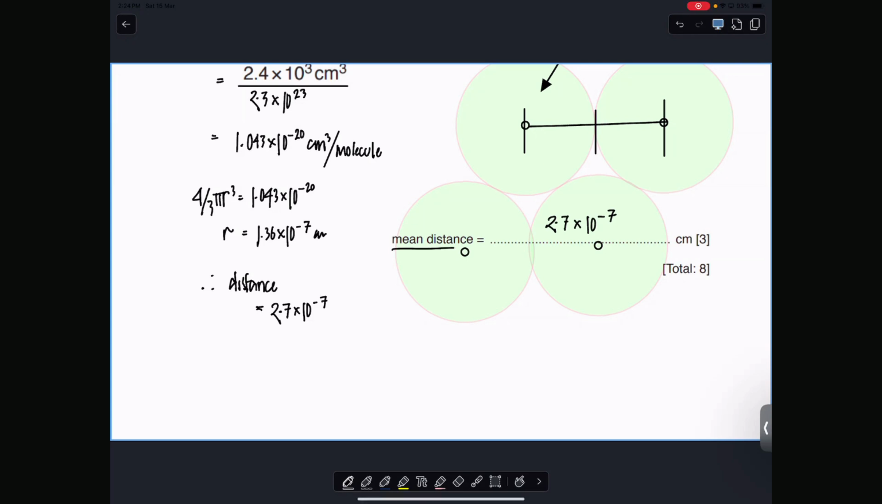Because it's a mean average. So there could be far away in some places, close in some places. They should be. But because they're moving randomly, some of them are very close, some of them are very far.